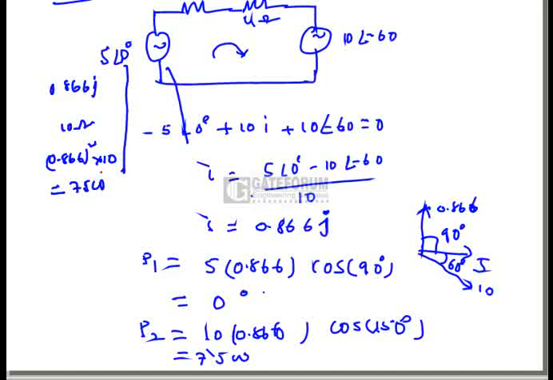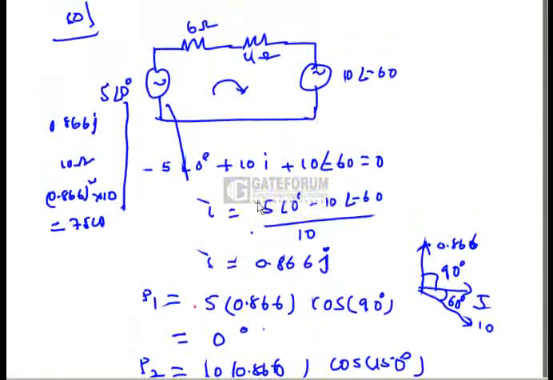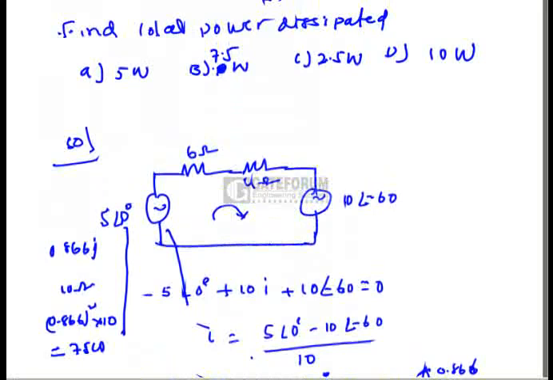Now we can do it another way also. If you sum up P1 and P2, then we will get 7.5 watts. That means always in the network, the total power generation is nothing but the total power consumption. So we can find the total power with the help of the voltage sources, or we can find the current and then the loss, or the total power consumed, that is 0.866 whole squared into 10 watts. So the option is 7.5 watts, and we have to go for option B.